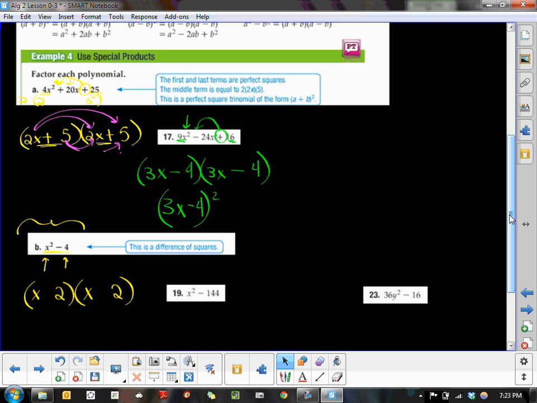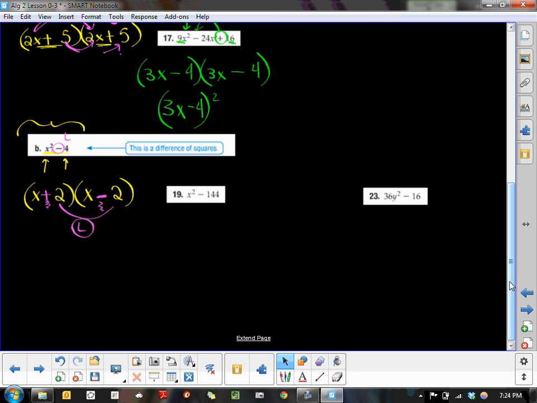Use your sign rules again. Anytime this last sign is negative, then the signs inside your binomials have to be different or opposite. So one has to be negative and one has to be positive. The reason that has to occur is when you do your last term in FOIL, it has to give you negative. And the only way you get a last term that is negative is by having opposite signs in your binomials. So x plus 2 times x minus 2 is the factorization of a difference of perfect squares.